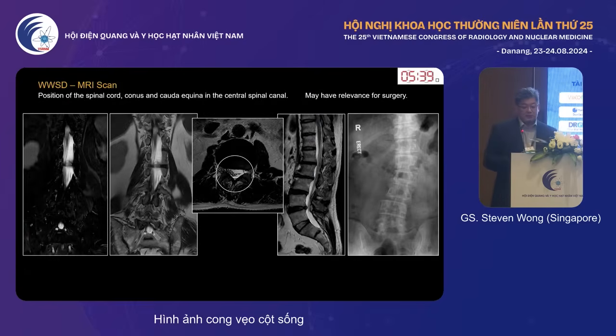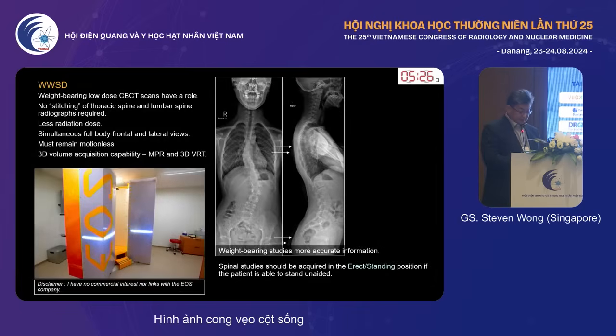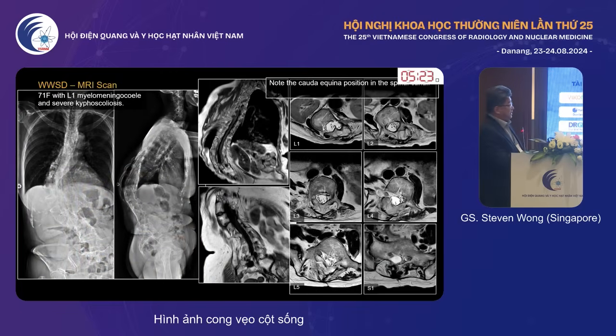I spoke briefly this morning about the position of the spinal cord or the cauda equina within the central spinal canal. This is relevant for surgery. Keep that in mind. In this patient with pretty severe scoliosis, you can see that the cauda equina changed position within the spinal canal. So you do need to tell the surgeon, because you don't want him putting a drill through the thecal sac and into the cauda equina or the spinal cord when he does stabilization, particularly in the thoracic spine.